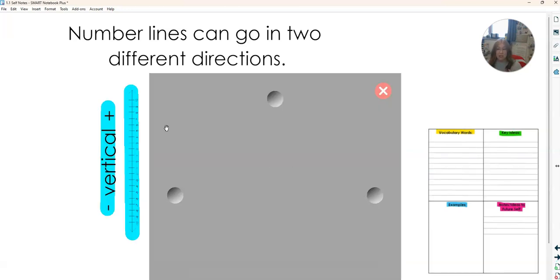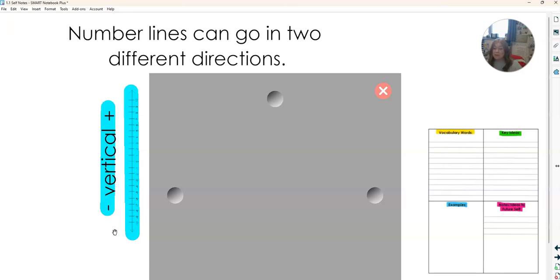So the other direction a number line can go is vertical. If you jump up, people will measure your vertical jump, how high you can jump up, or the height of you, right? It goes up and down. So a vertical number line goes up and down. The positive is always up, right? It's going up and getting bigger. And when it goes down, it's getting smaller.